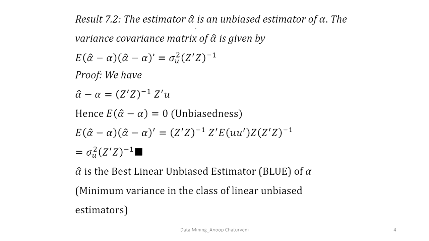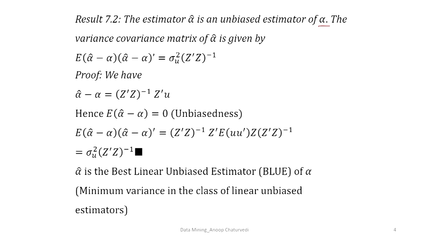Then the estimator alpha hat is an unbiased estimator of alpha. And the variance covariance matrix of alpha hat is given by expectation of (alpha hat minus alpha)(alpha hat minus alpha) transpose, which is equal to sigma square u (z transpose z) inverse.